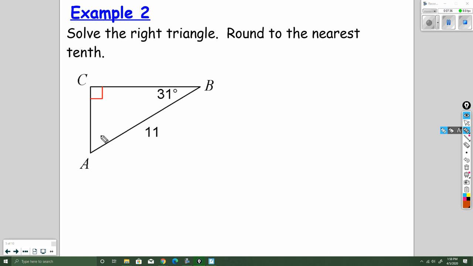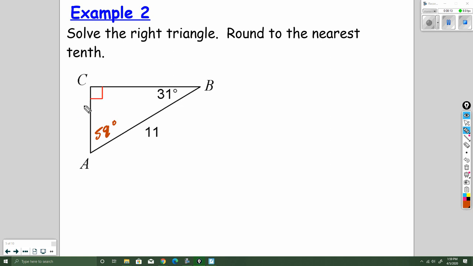We know the sum of the interior angle measures in any triangle is 180. So we could just take these two, find their sum, and subtract them from 180. So that's 90, that's 31, which makes 121 degrees. If we subtract 121 from 180, we get 69 degrees. Oh, that's not right. We get 59 degrees. What am I talking about? There we go, 59 degrees. So the measure of angle A is 59 degrees.